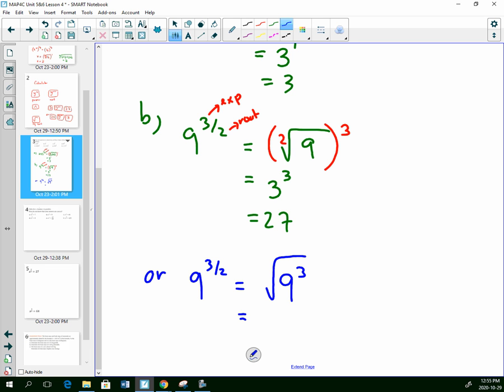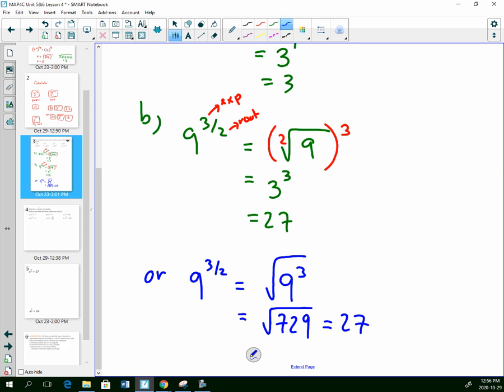If I do the power first, I'm going to get a big number. So 9 to the power 3 is 729. And then I take the square root of that. Well, maybe I don't know the square root of that in my head, right? Mental math. Maybe I don't have a calculator. So the square root of 729 is 27.